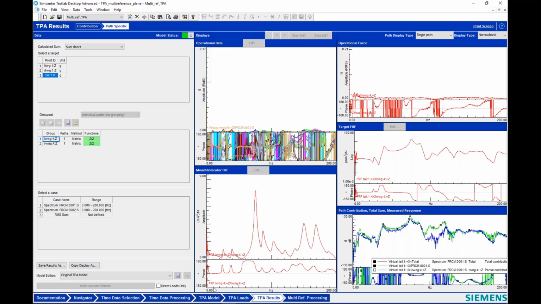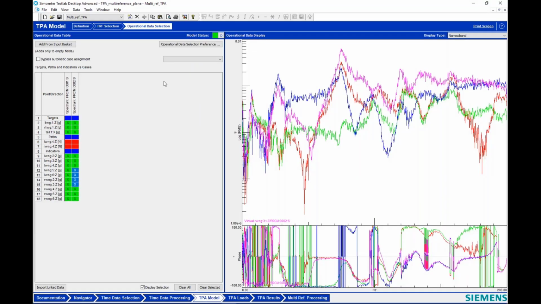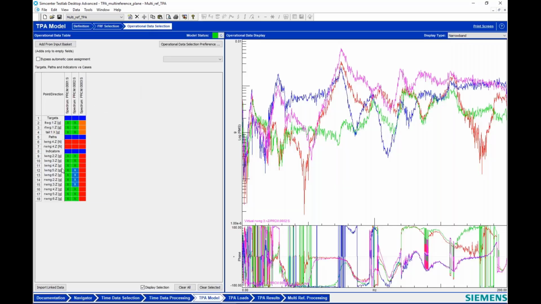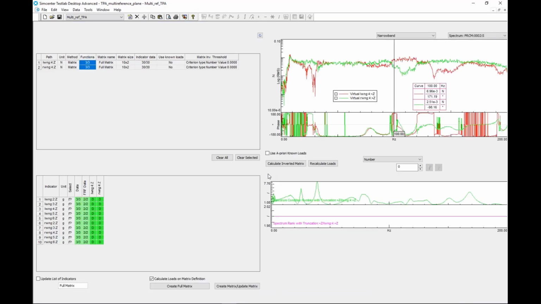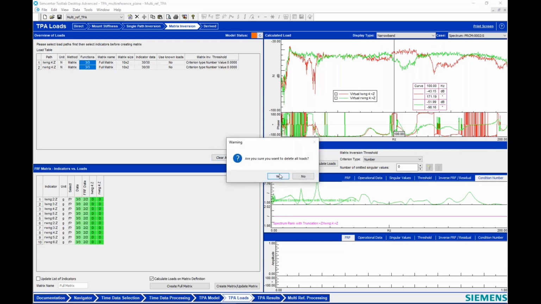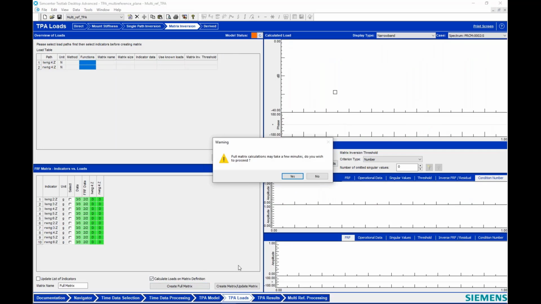If you wanted to play around, I could go back to my TPA model, go back to my definition, and say I want to look at this one. Now I'm going to consider the third principal component. I have to go to operational data and find it, because you can see it's missing now, and add from input basket. Now I want to go to TPA loads. The loads are -43, -51.9. I can clear all the loads and calculate the full matrix.